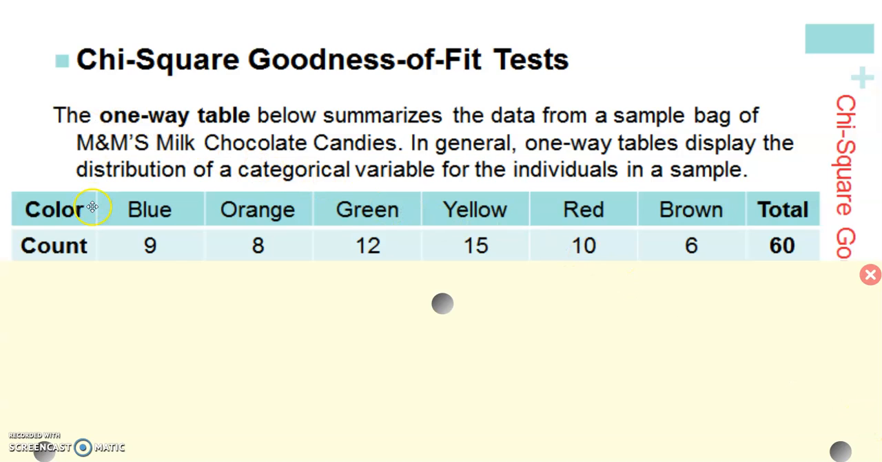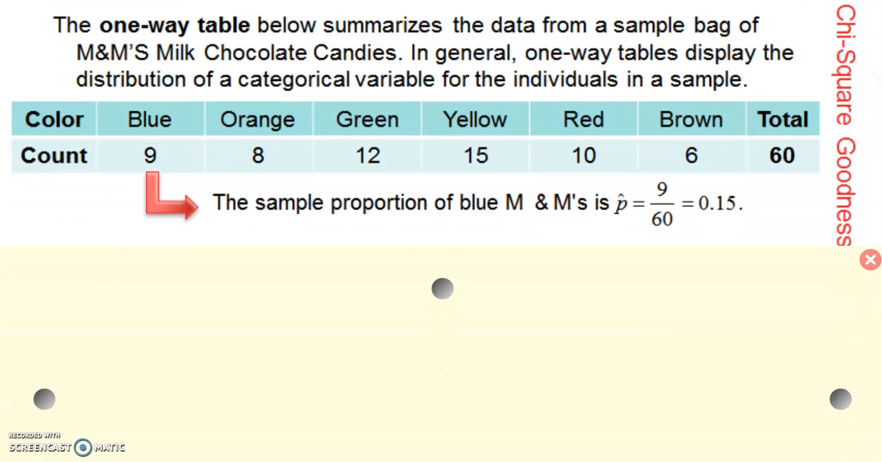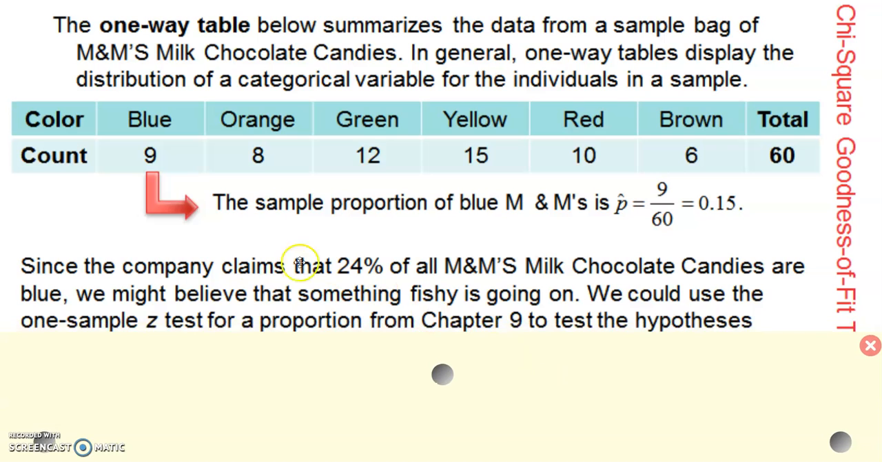Here is a bag of M&Ms that I opened, with how many of each color I observed. You can see that I had a total of 60 M&Ms in my bag. Let's say that I wanted to just look at the blue M&Ms. In my sample, my p-hat for blue is 9 out of 60, or 15% blue. The company's claim is that 24% of M&Ms should be blue. Now, that's not too close to what I observed.